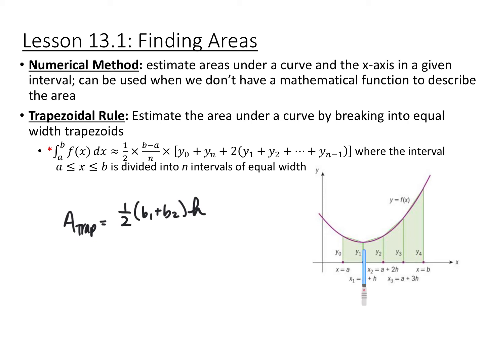These middle heights, 1, 2, and 3, are always going to be doubled because you're using them for 2 different trapezoids. For example, for trapezoid 1, you're using y sub 0 and y sub 1. For trapezoid 2, you're using 1 and 2, so you use 1 twice. So these middle ones you always double. The end ones you only use once. So you multiply by the first y coordinate, y sub 0, and add that to the last y coordinate, y sub n, whatever n is, how many ever trapezoids you're having, and then you double all your middle ones.